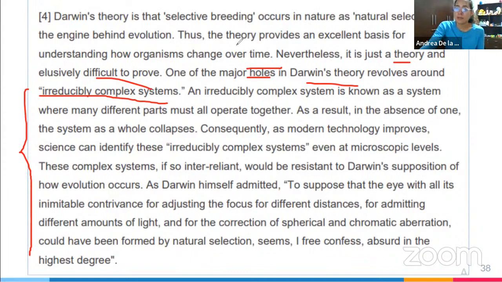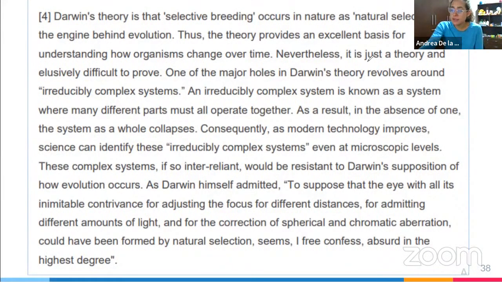There are shortcomings in the theory. And one of those holes, one of its shortcomings, revolves around these irreducibly complex systems. So everything here is trying to support the idea that Darwin's theory, even though it's an excellent basis for understanding how organisms change, is just a theory and it's elusively difficult to prove. Right? So that is the main idea. And everything here is gonna support that main idea. Everything that they mention about these irreducibly complex systems is to prove that it's just a theory, that it has its holes. And then they include this quote.